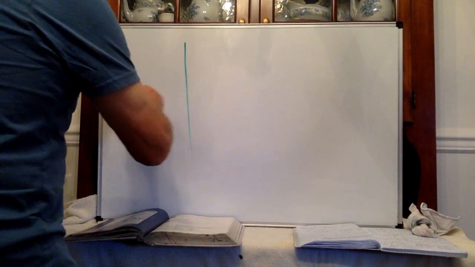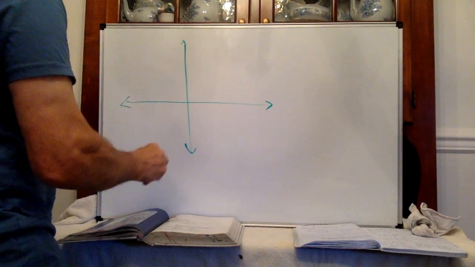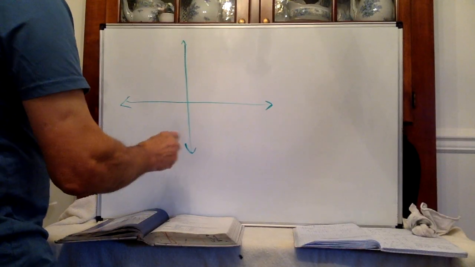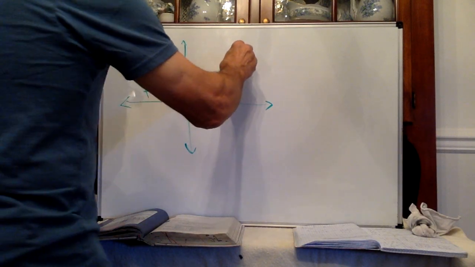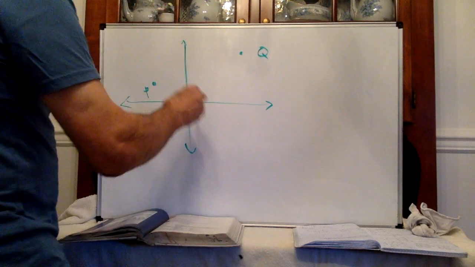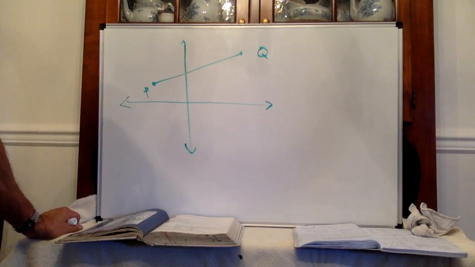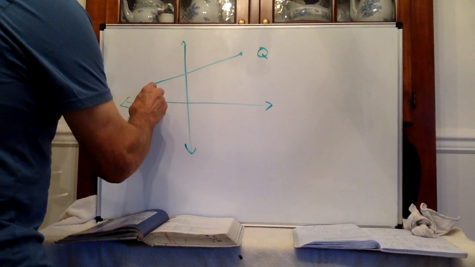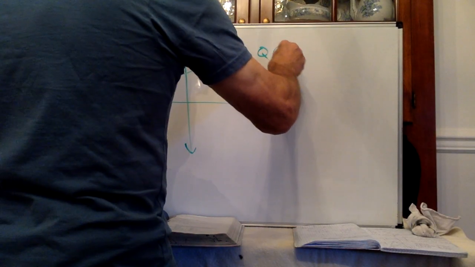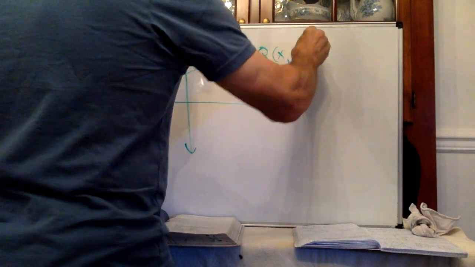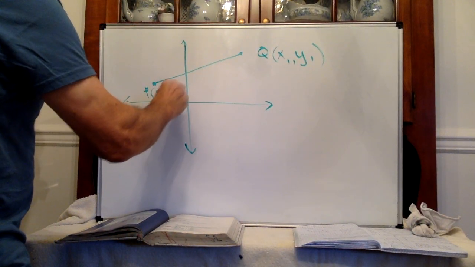The first thing we're going to talk about today is on a coordinate plane. If I gave you any 2 points, if I called this point P and this point Q, and I connect it, I've got a line segment. I'm going to call this X1, Y1, and these little subscripts, X sub 2, comma, Y sub 2.